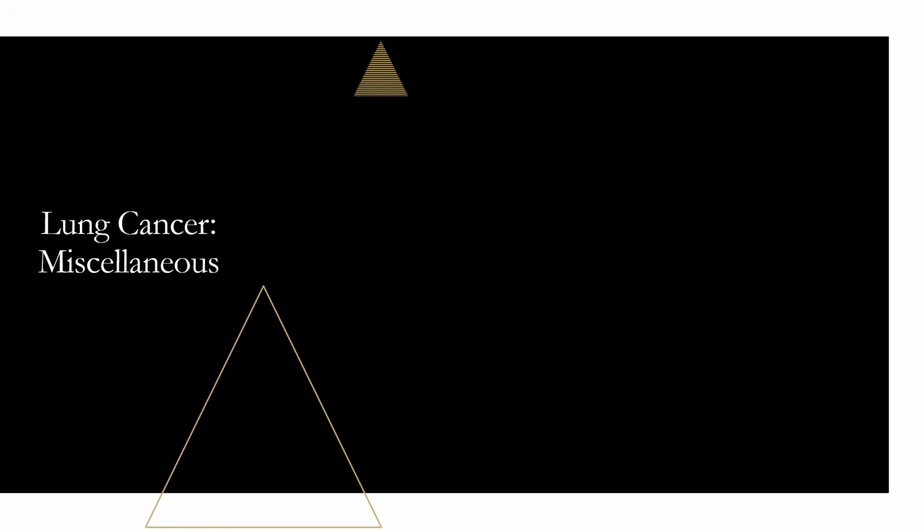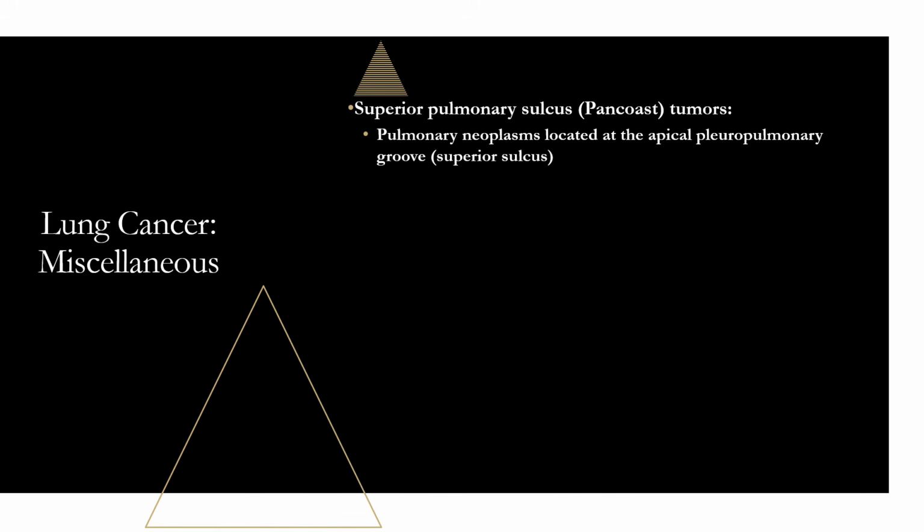And let's move on to the final one, which will be superior pulmonary sulcus, also known as a Pancoast tumor. So this is going to be a pulmonary neoplasm that's located at the apical pleuropulmonary groove. It's a superior sulcus. So it's basically a tumor that's located at the top of the lung, the apex. Because of that location, as it grows, it's going to start to compress nearby structures like the brachial plexus and the cervical and thoracic nerve roots, and it can lead to some of the unique symptoms that we see in this type of tumor.